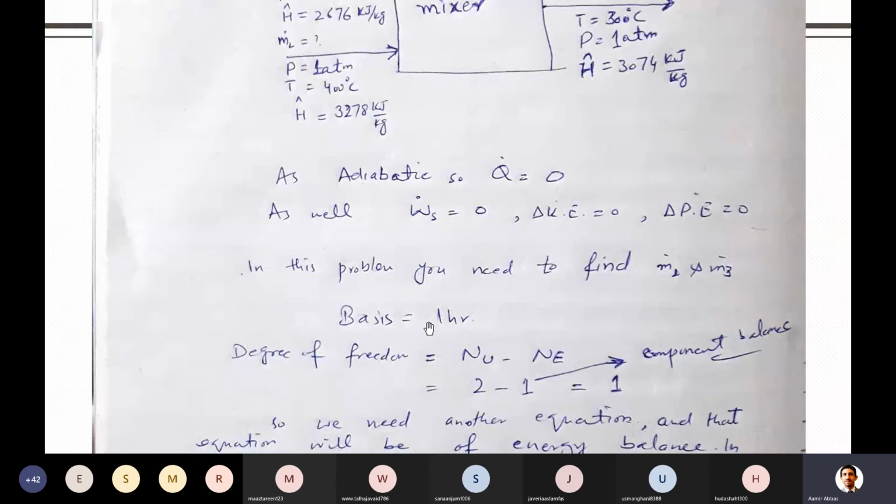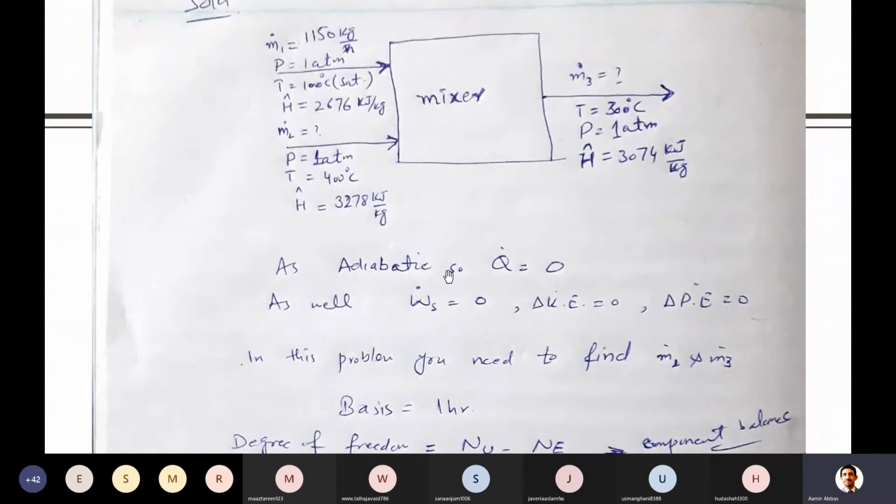I don't know what steps you follow these days, but these are the basic steps that you have to follow when you are solving these problems. So you have to do degree of freedom analysis. How many unknowns and how many equations are in your system? How many unknowns? 2. 2 unknowns, 2 flow rates you don't know, yes. And what about equations? How many equations can you write for this system?